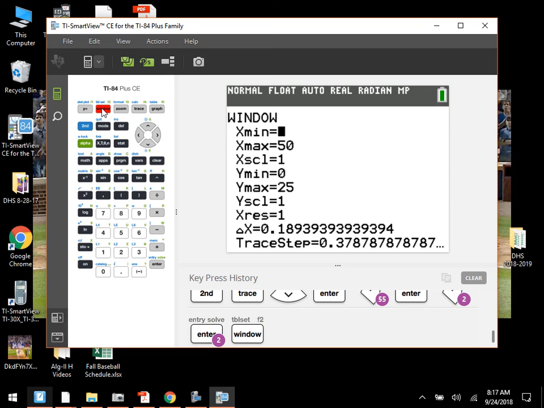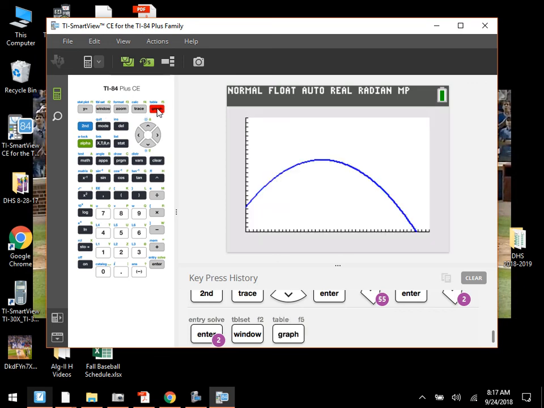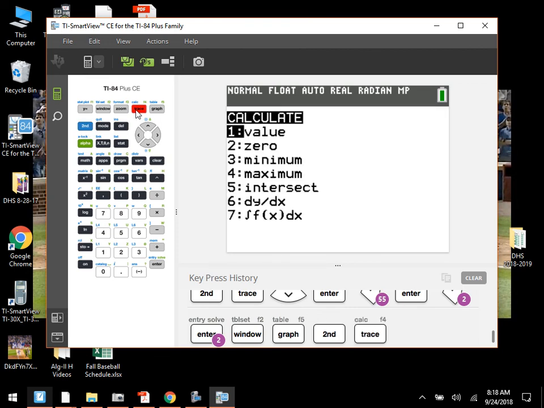Now, go back to your graph again. I'm going to show you how to calculate a maximum. The same process. Hit second, calculate. There's an option there for maximum. You don't want to find a minimum here because it's not a minimum curve, it's a maximum curve. So we hit option 4.